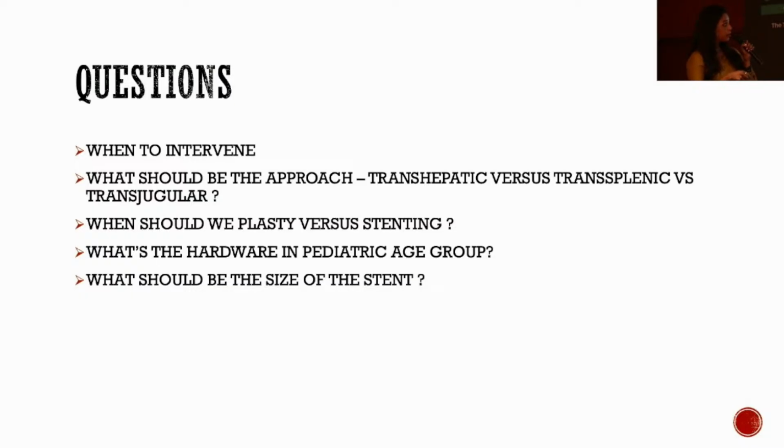Or if you decide to intervene, what should be the approach, whether it's transhepatic, transplenic, or transjugular? What should we do? When should we plasty and when should we stent a portal vein stenosis? And what's the hardware in the pediatric age group, and what should be the size of the stent if you were to deploy a stent in a pediatric portal vein?